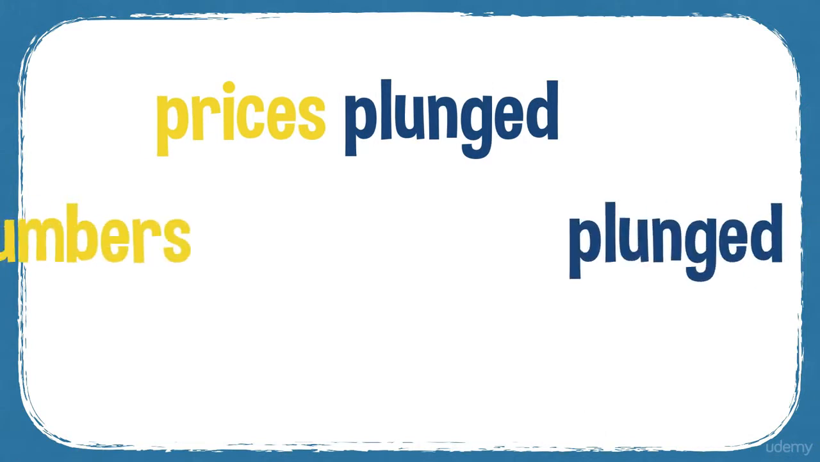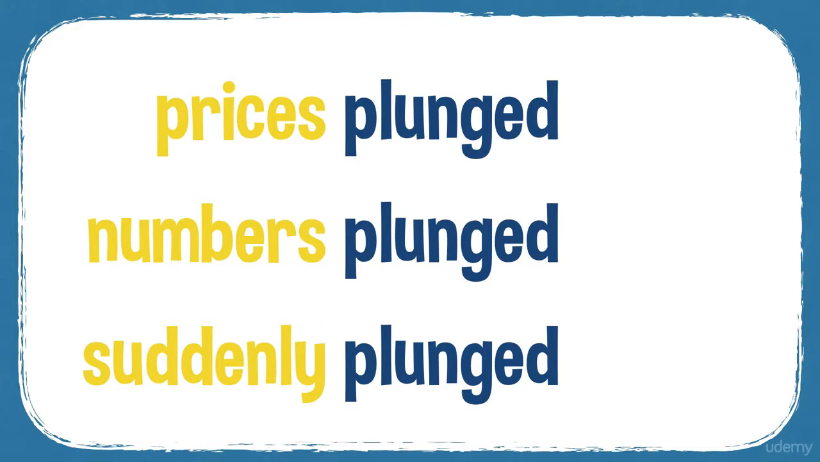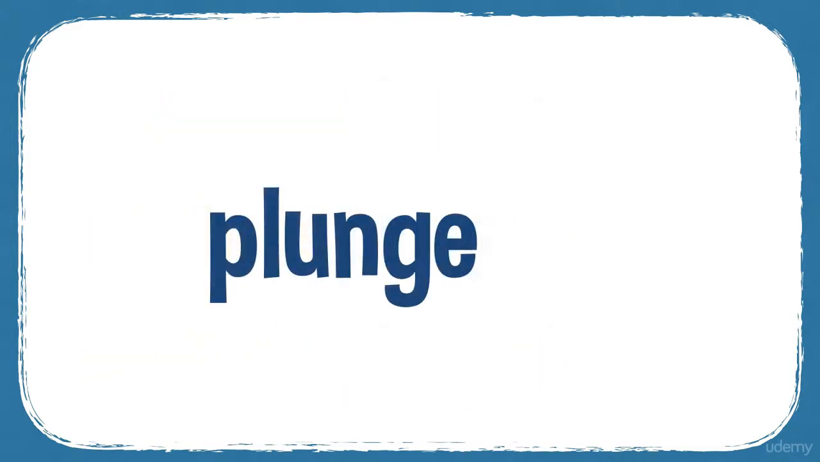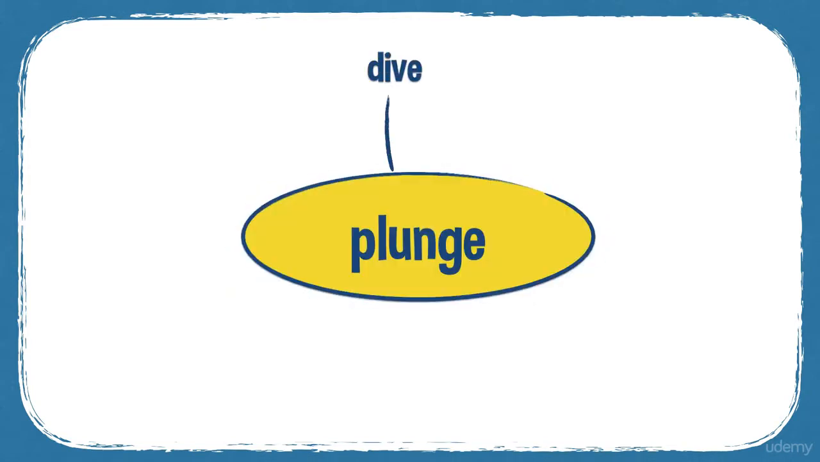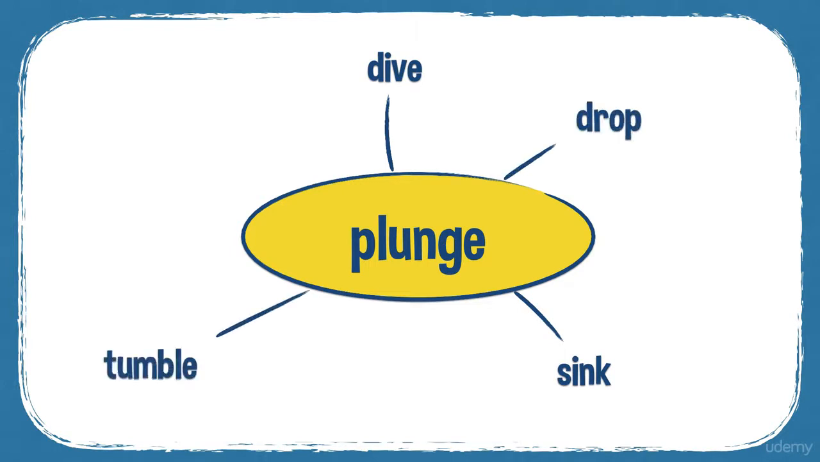So we can talk about prices plunged, numbers plunged, suddenly plunged. So you can use an adverb, but you don't really need to use many adverbs with plunge. Plunge, plunges, plunging, plunged are the verb forms here. And some synonyms for plunge: dive, sink, drop, tumble. Tumble is a similar word for plunge, except it also suggests a bit of lack of control, chaos. So you kind of tumble out of an aeroplane, you're falling all over the place.